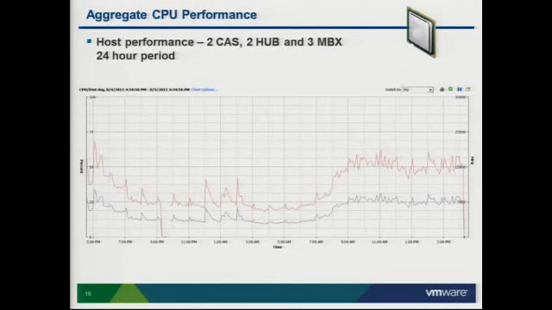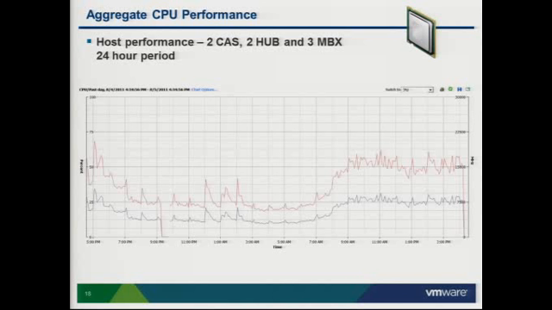So this is CPU performance across a host, running 2 CAS servers, 2 hub servers, and 3 mailbox servers over a 24-hour period. And you can see that Exchange is not CPU bound at all. It's a much more memory-intensive application. We've got a very typical CPU profile here.